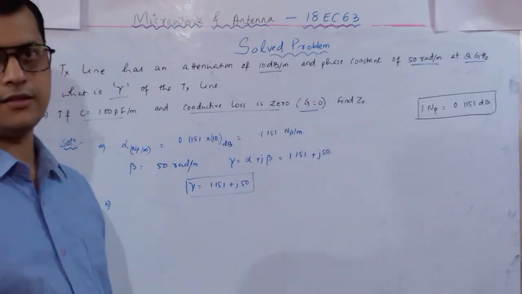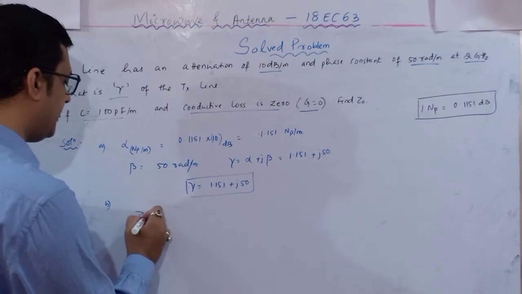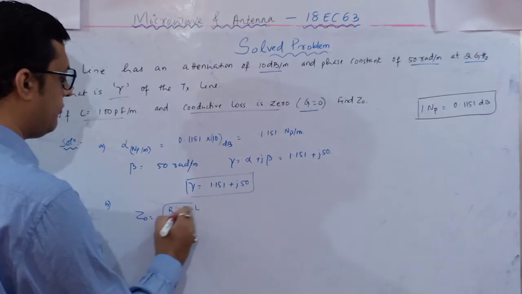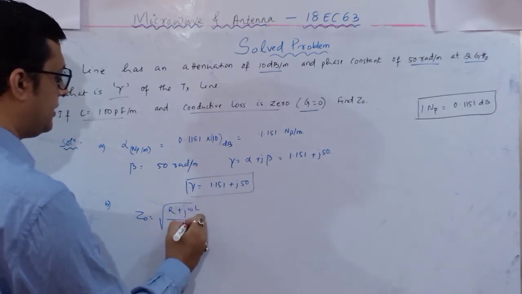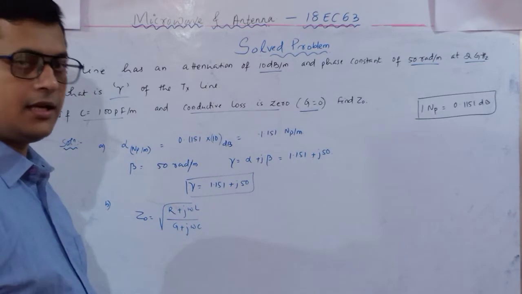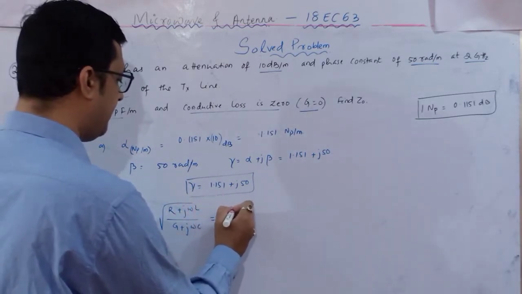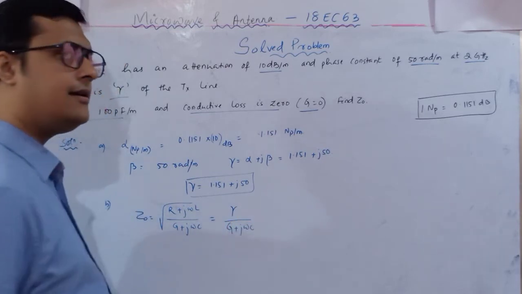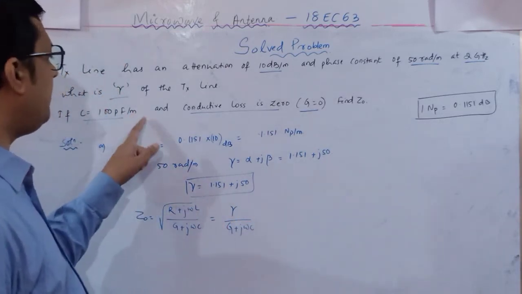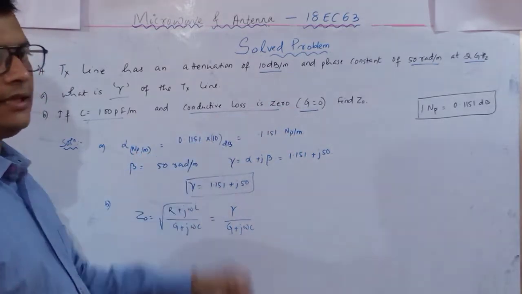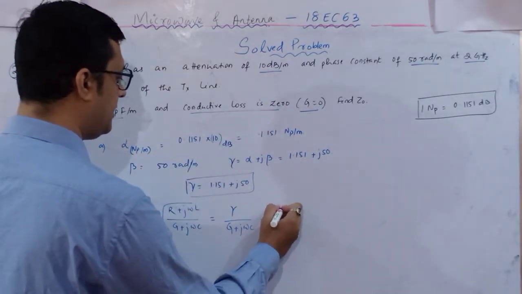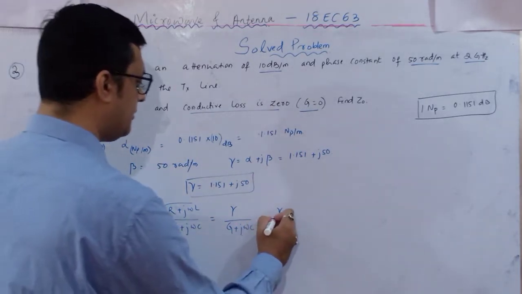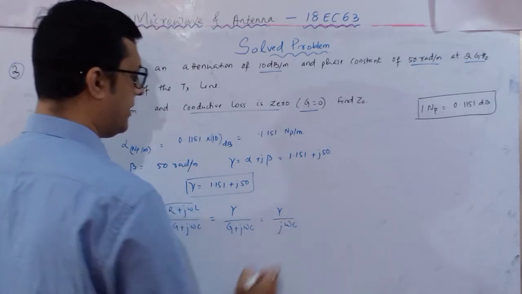what will be my characteristic impedance? Now the characteristic impedance, we have a relation: square root of (R plus j omega L) divided by (G plus j omega C). Even this relation can be written as gamma divided by (G plus j omega C). Simple. Now with the help of this condition, conductive loss capital G is 0. So if capital G is 0, here I will write capital G is equal to 0. So gamma divided by j omega C.